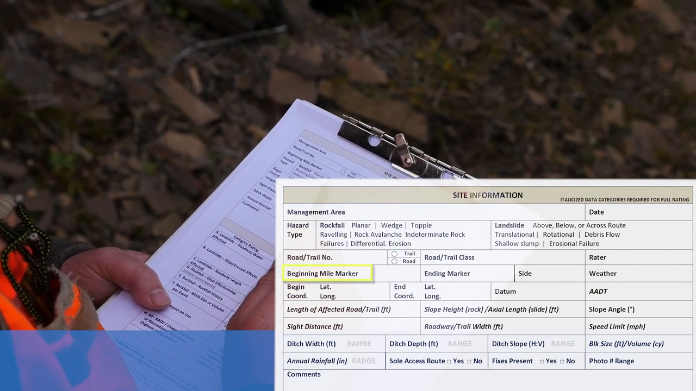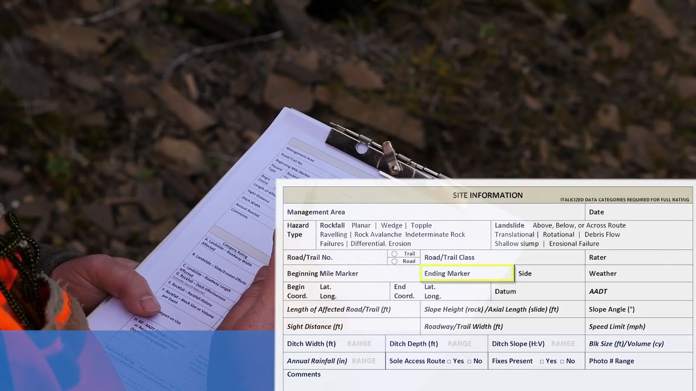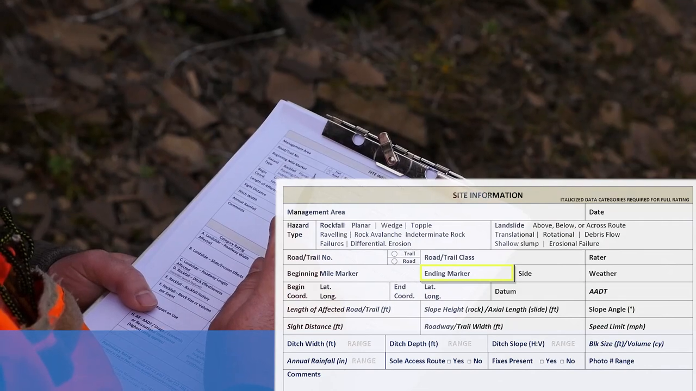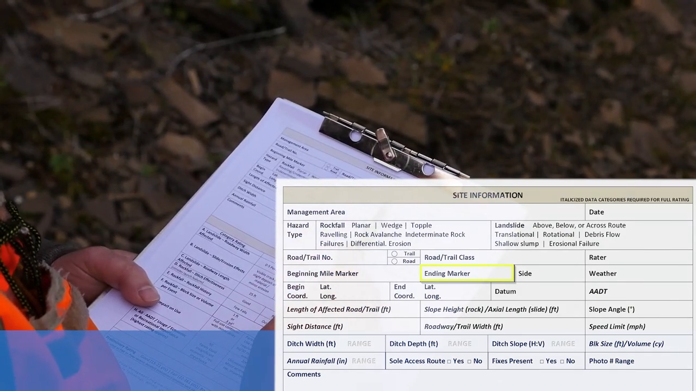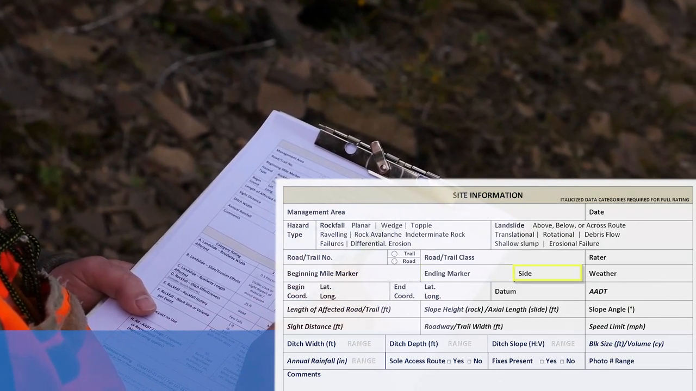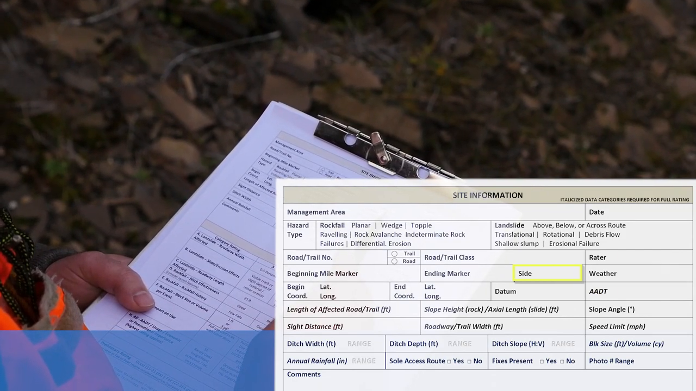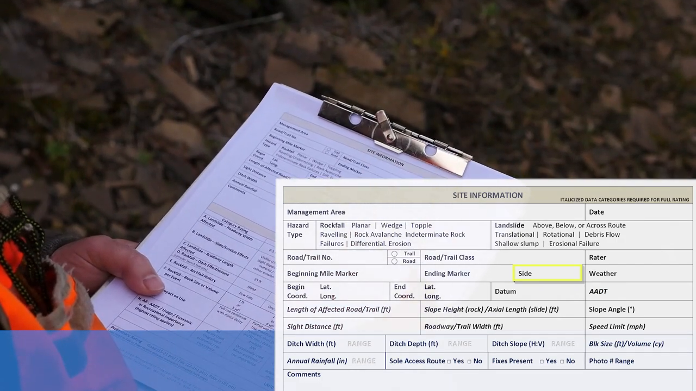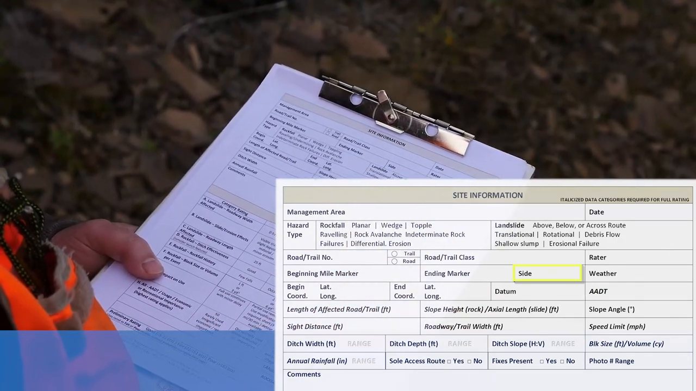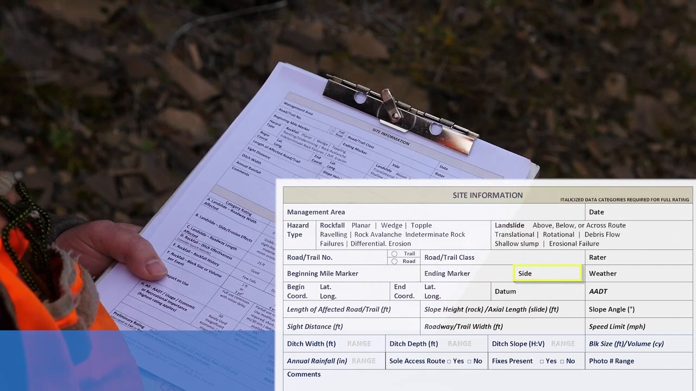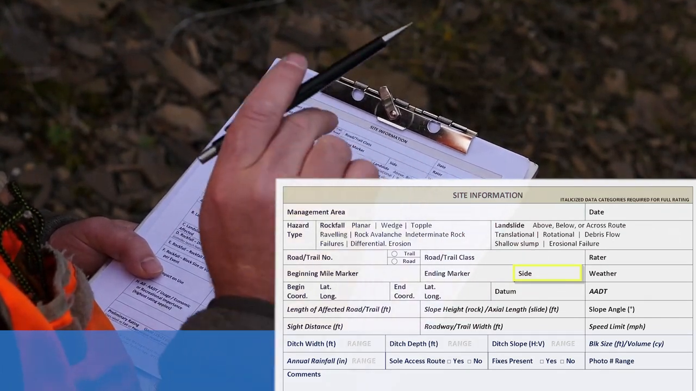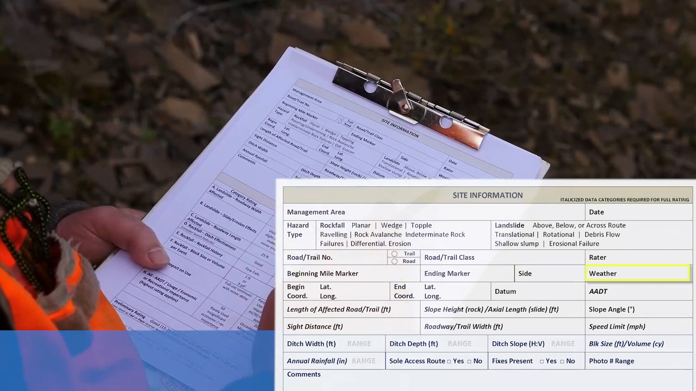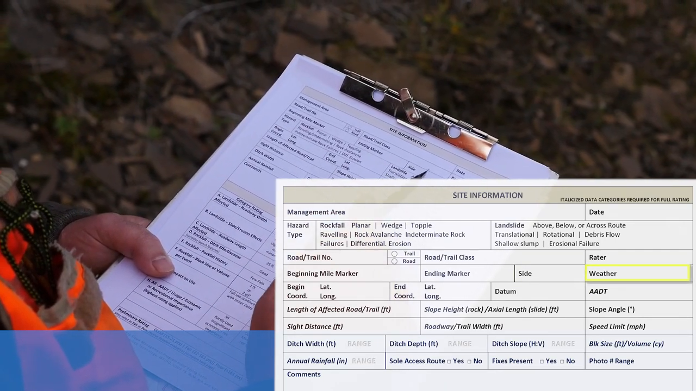The beginning mile marker and ending mile marker, if your road system has it. Many roads do have that, but some do not. Check with management. The side of the road. Typically, this counts up either left or right as you go up mile points. For instance, the slopes here, they're on the left of the road because the mile point markers are going up as we travel that direction. The weather. Here, it's a nice sunny day here in Southwest Washington.